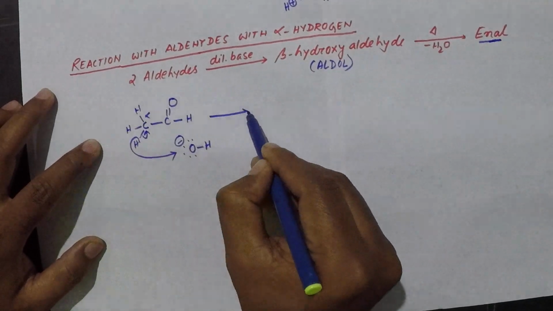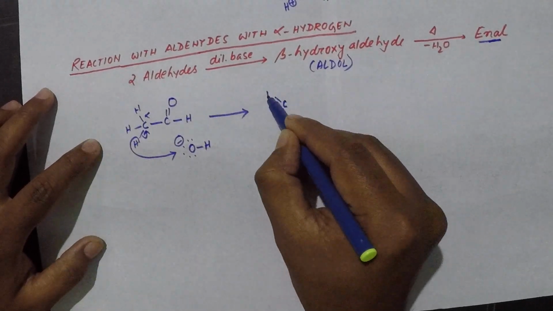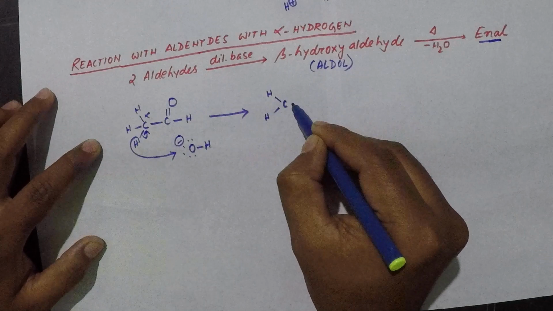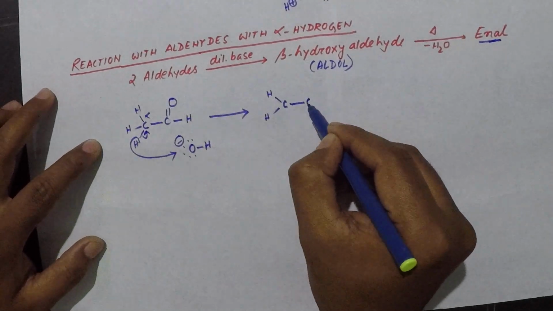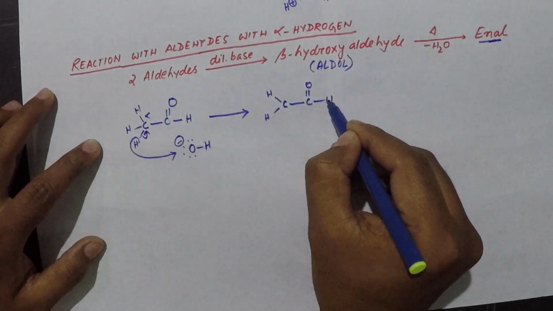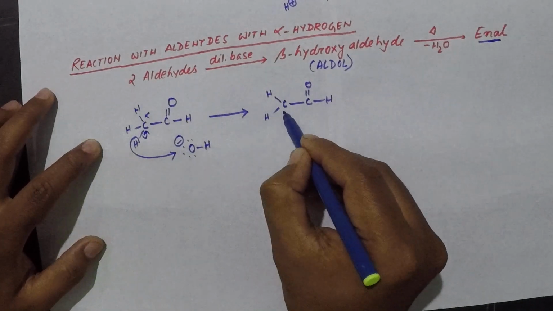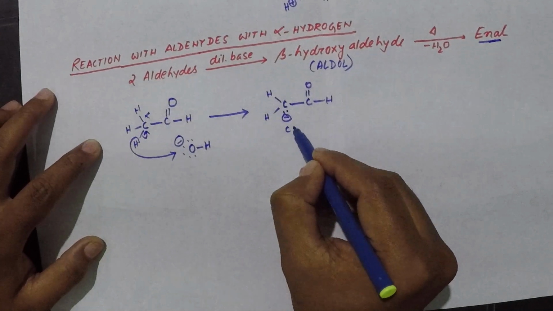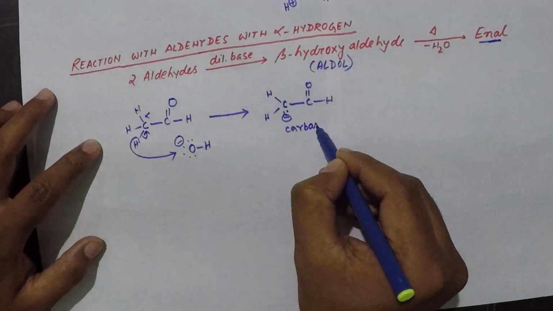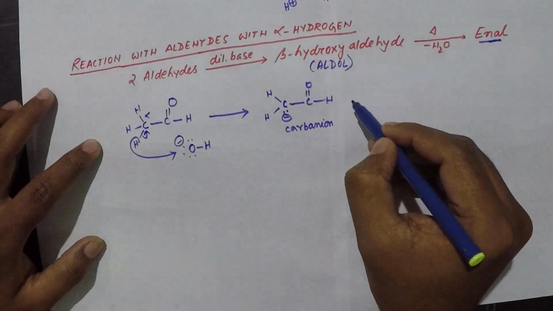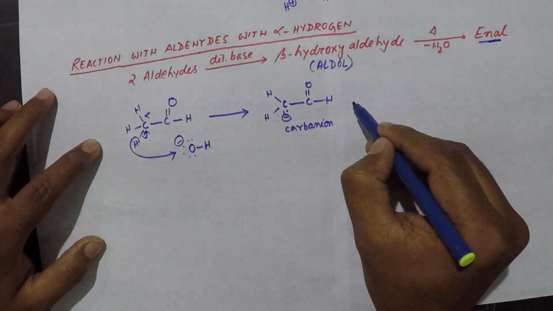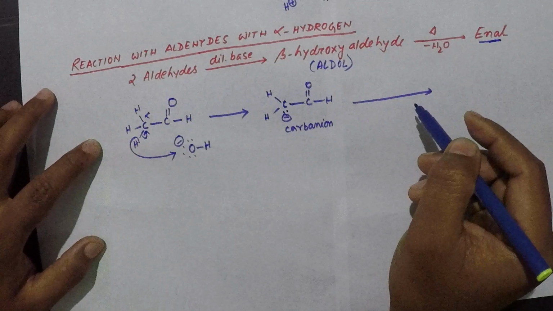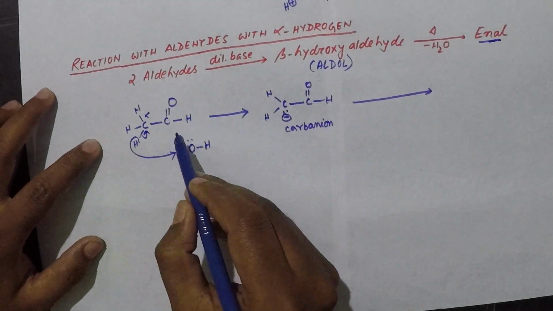Now which structure will we get? CH2, then C double bond O, then H. Now both electrons are coming to this alpha carbon. Now we got the carbanion, right? Now let us see what will happen in the next step. One more molecule of the aldehyde, acetaldehyde, will be used.